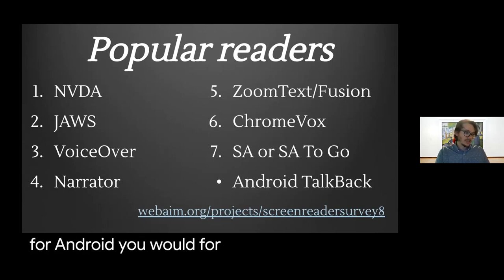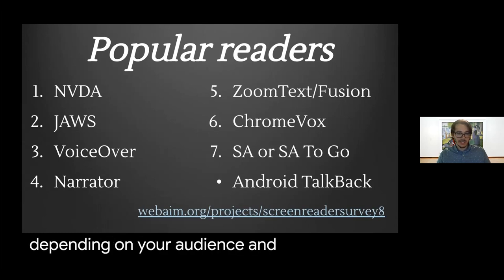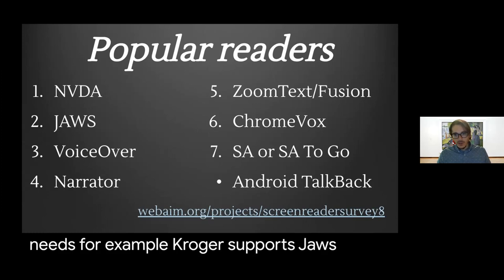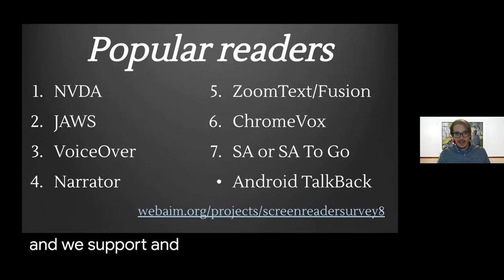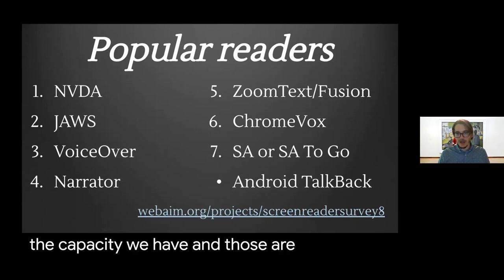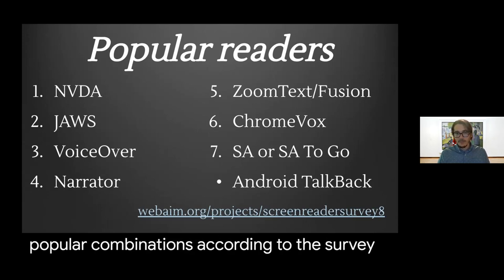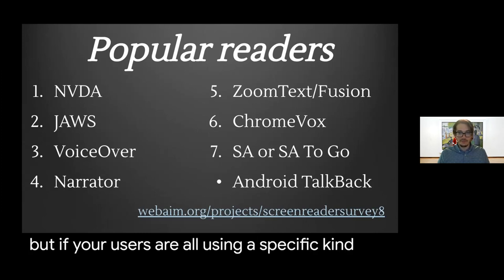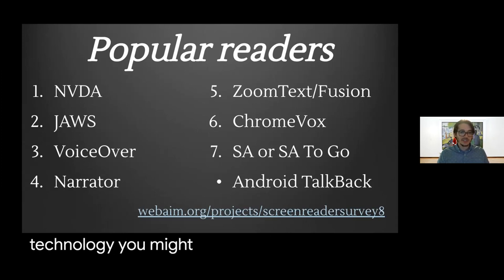Much like you would for browser support, you may choose to explicitly support some reader-browser combinations and not others, depending on your audience and business needs. For example, Kroger supports JAWS with IE, and we support NVDA with Firefox, and we support VoiceOver with Safari, because that's the capacity we have, and those are the most popular combinations according to the survey. But if your users are all using a specific kind of browser, and you know that your audience may be using assistive technology, you might have a different support matrix than we do.